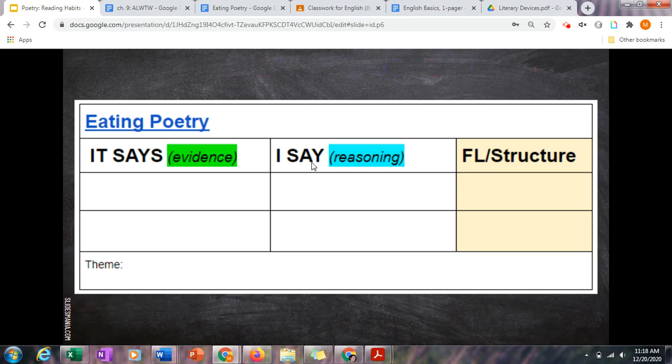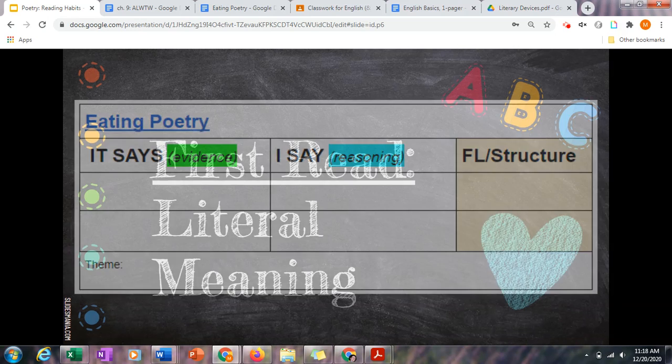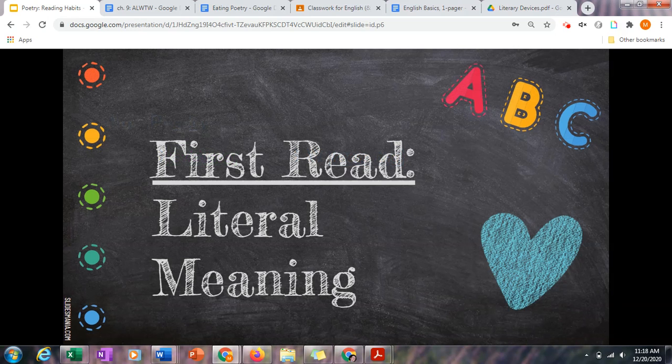You see the two columns you're already familiar with on the left. It says evidence. I say your words or interpretation on the right. You see this new column, though. We'll talk about that in a moment, for figurative language, FL, or structure. So for that first read, we said it's about literal meaning.